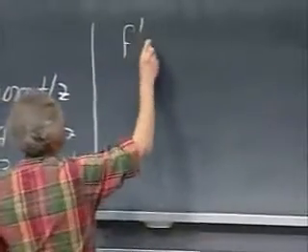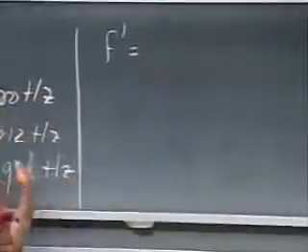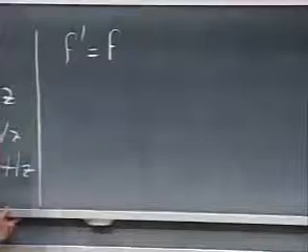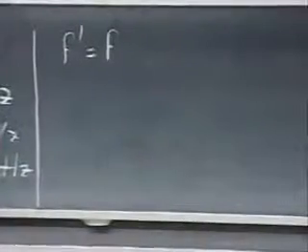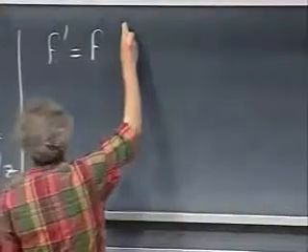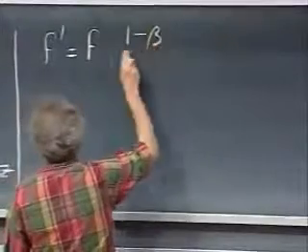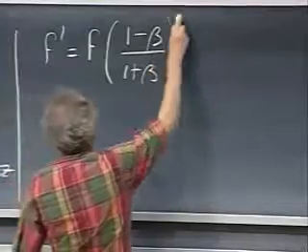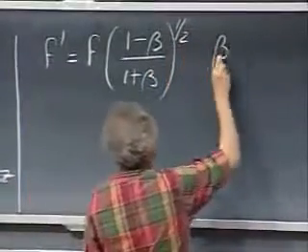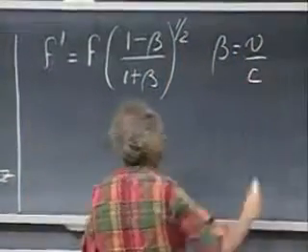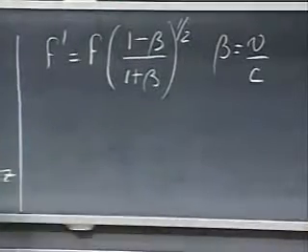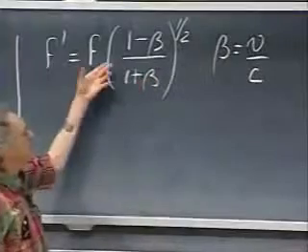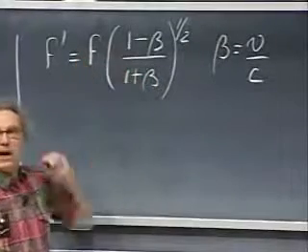F prime is the one that you receive. F is the one that is emitted by the transmitter. And we get here then f prime equals f times (1 minus beta divided by 1 plus beta) to the power 1/2. And beta is v over c, c being the speed of light, and v being the relative speed between the transmitter and you.